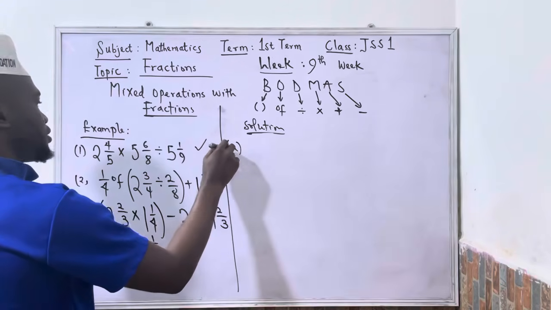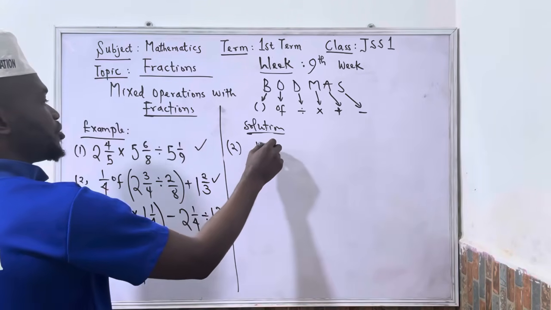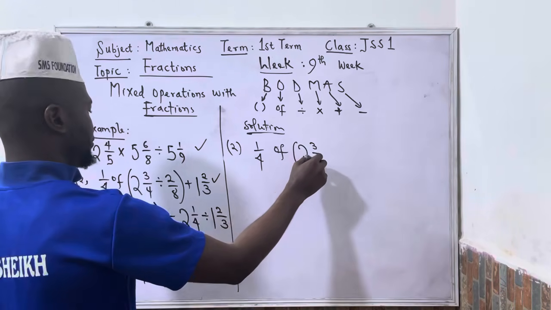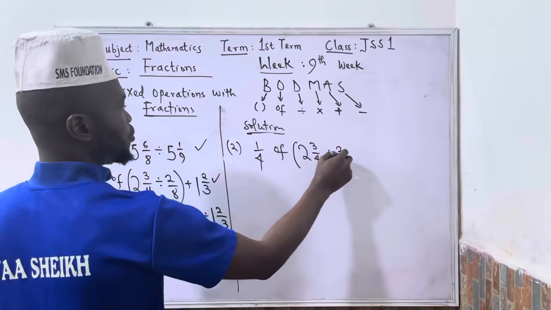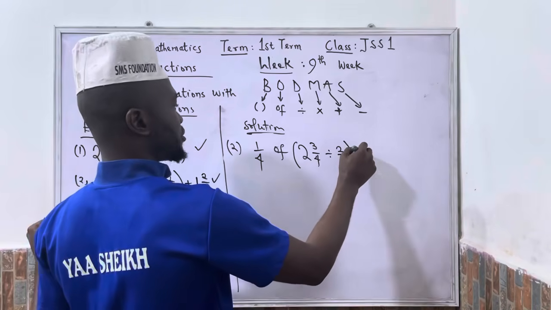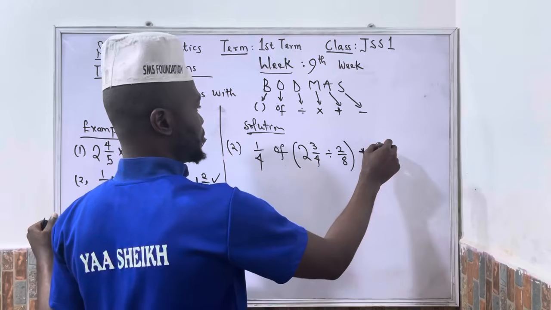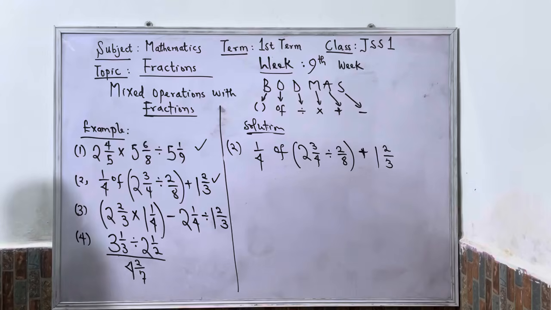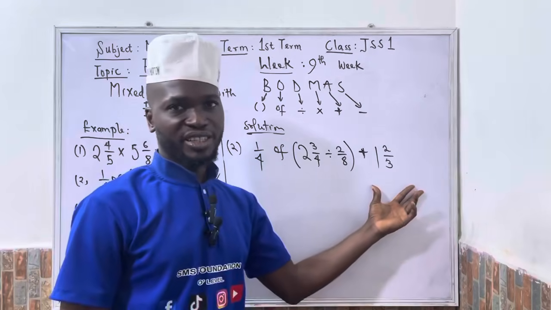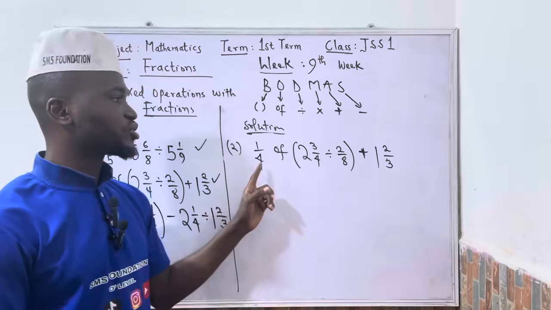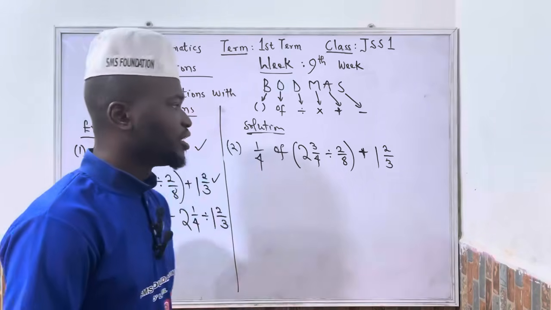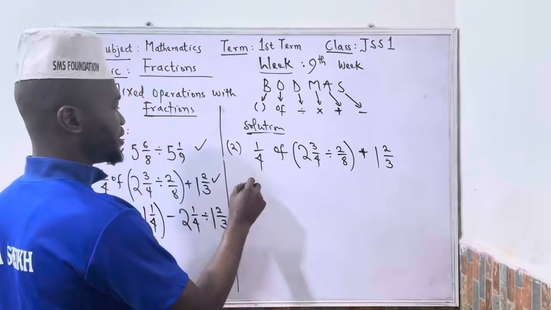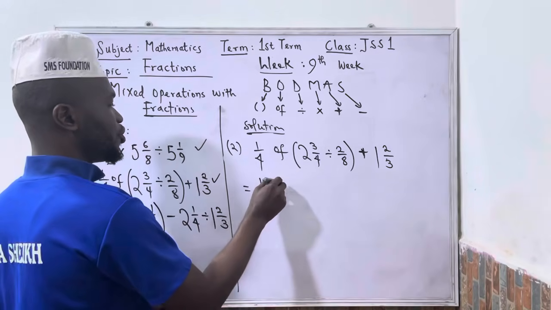Number 2 says 1 whole number, 1 over 4 of 2 whole number, 3 over 4 divided by 2 over 8, plus 1 whole number, 2 over 3. Very interesting. Now, this question looks kind of complex. Remember the rule. I said, first of all, change all mixed numbers to improper fractions. Let's rewrite the question as if we are not willing to do anything. I'll just write 1 over 4 of.